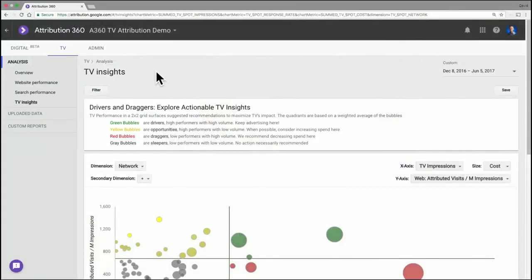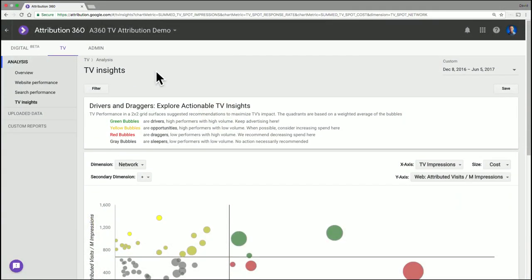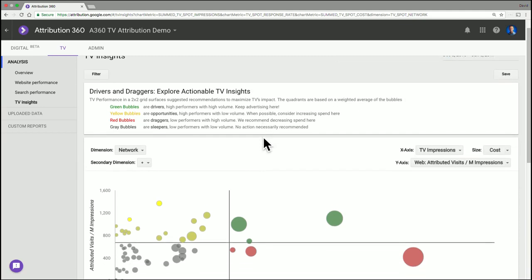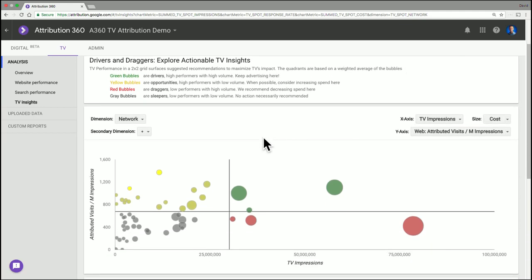Yeah, thanks, David. So here I'm diving into the TV Insights report. This is similar to all of our other reports. We have a date range, where right now I'm looking at a custom date range, or I can select a pre-selected one. This report is really a visualization of the performance report that we have in our website and search performance reports, and we have another video on those that goes into detail.